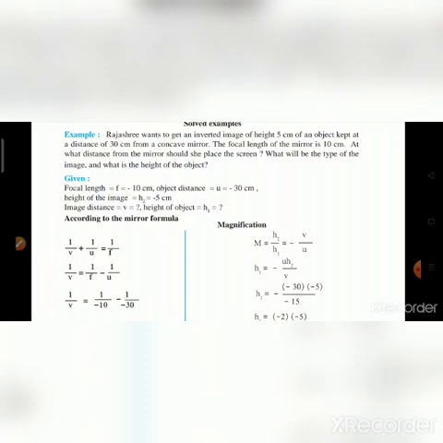We learned before about the mirror formula and the magnification formula, that is 1 by v plus 1 by u is equal to 1 by f, and m is equal to h2 by h1, which is equal to minus v by u.